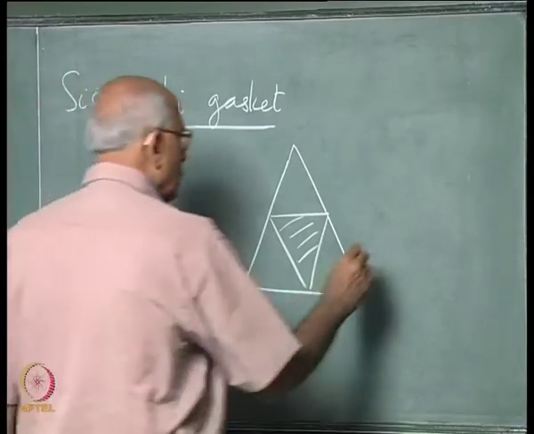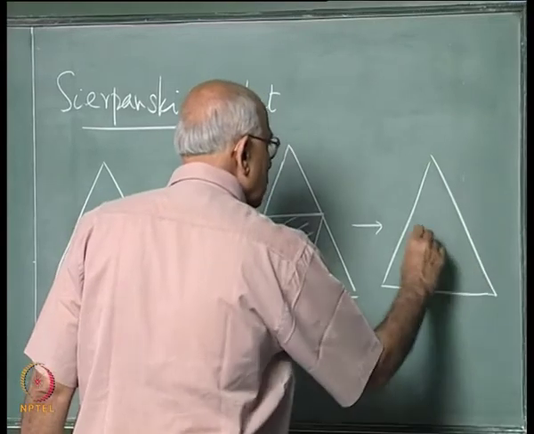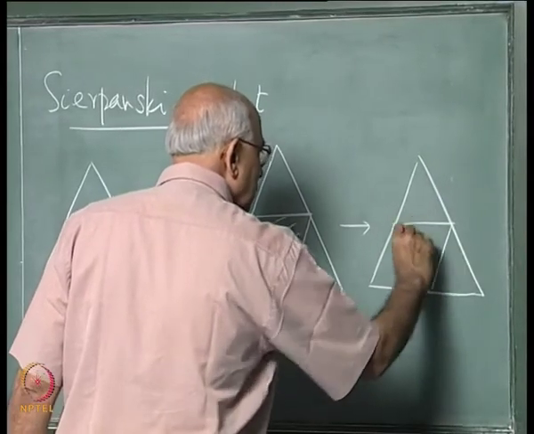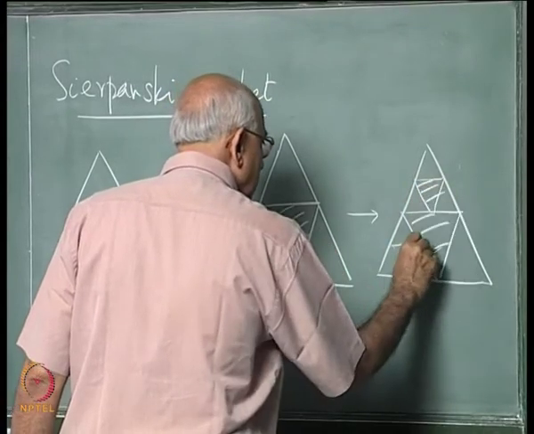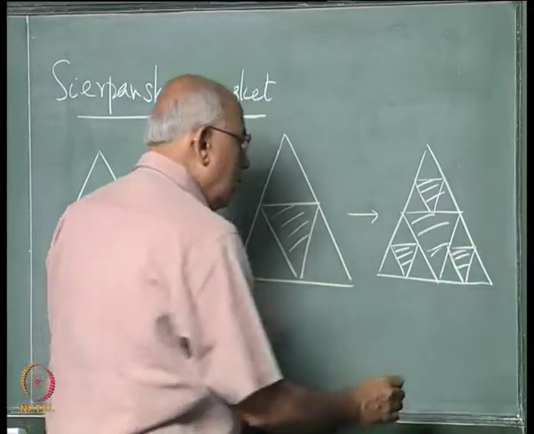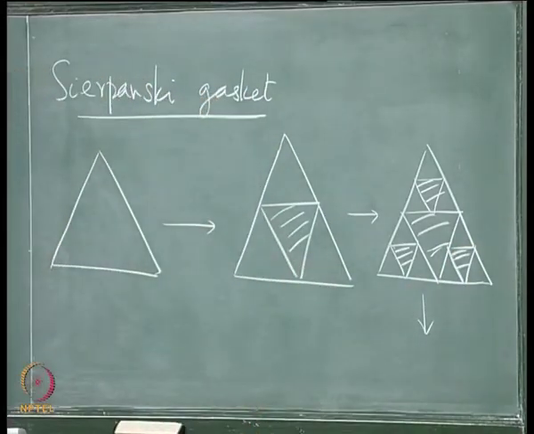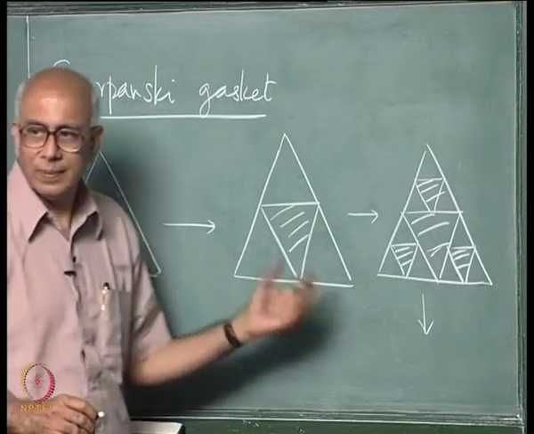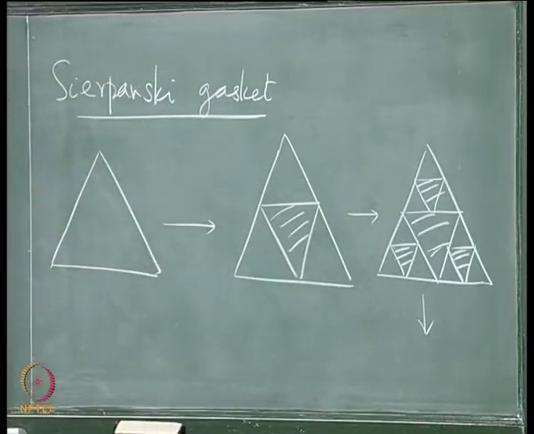At the next stage you repeat this process. So this is already gone, that's a hole, and then there's another hole here and another hole here and another hole here, and you continue this ad infinitum. You're still left with a geometrical figure at the end which is riddled with holes, so to speak. It's called the Sierpinski gasket. What's the fractal dimensionality of this object?